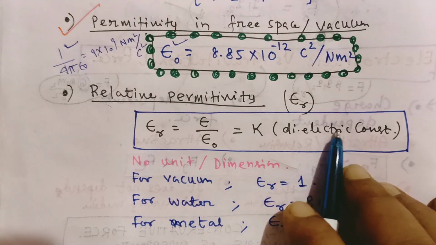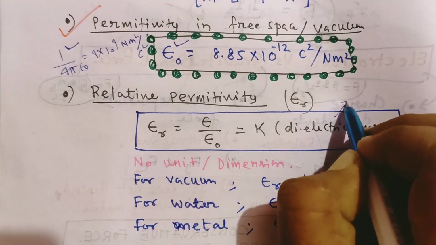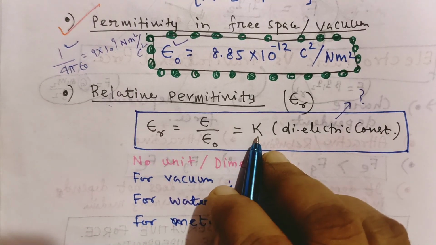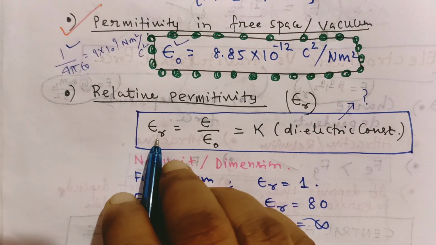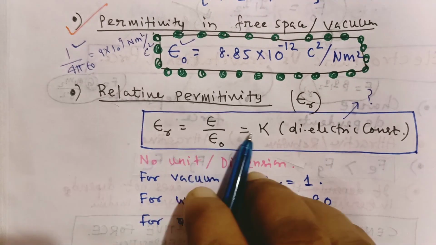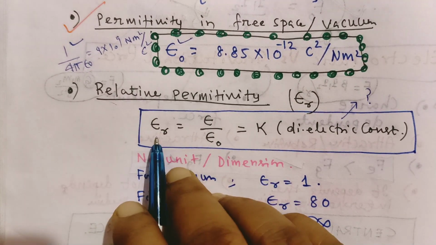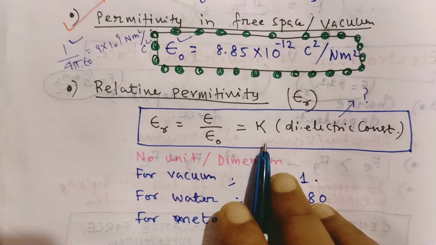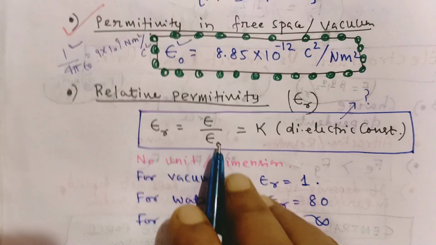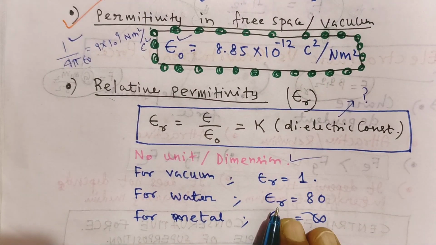Another notation is there, K. It is known as dielectric constant. What dielectric constant is we will also discuss later, but the numerical value of K is the same as epsilon r. So you can use either notation, epsilon r or K. Epsilon r represents relative permittivity, K represents dielectric constant. It is a pure ratio, it has no unit and no dimension.